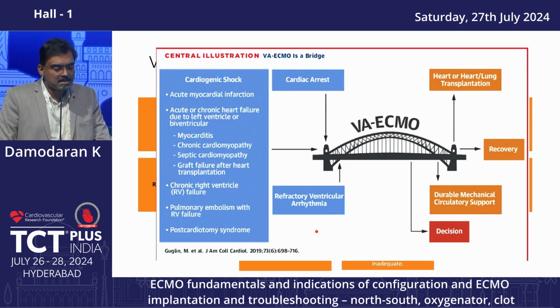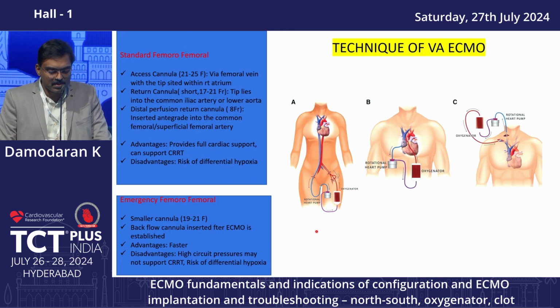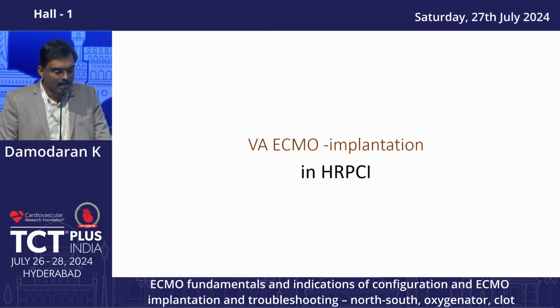So basically it is a bridge. It is not the ultimate therapy. It is a bridge to another situation. This is the technique. You all know that, femoral to femoral. The only thing I have to stress upon, there is another form called subclavian to internal jugular vein. This is theoretically better because the patient can ambulate. The patients who are waiting for a transplant can have this one, and it also reduces the differential hypoxemia theoretically.